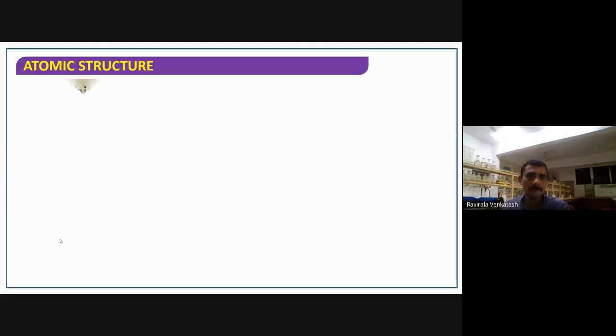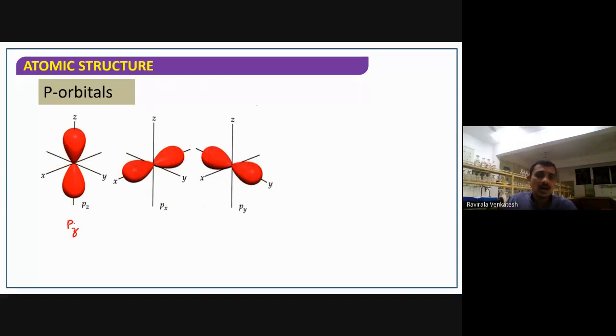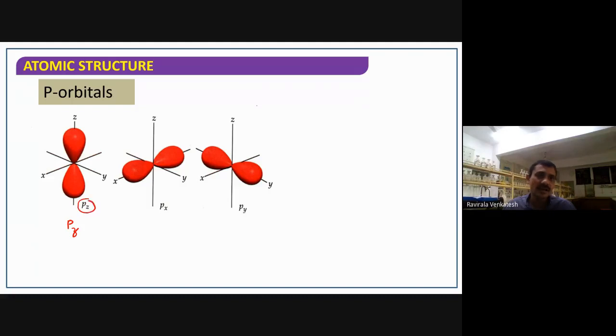Next we'll move to the p orbital. The shape of the p orbital is a dumbbell shape. You call this one a pz orbital. How do you say it is a pz orbital? See on which axis the dumbbell is. The dumbbell is on the Z axis, so it is called the pz orbital. The dumbbell is on the X axis, so call this the px orbital. If the dumbbell is on the Y axis, call this the py orbital.